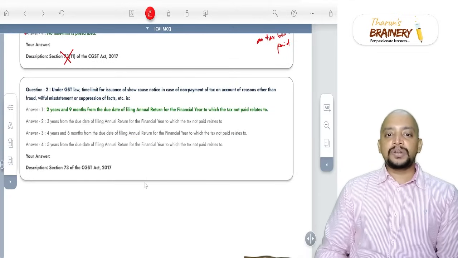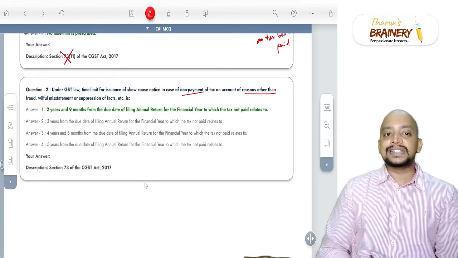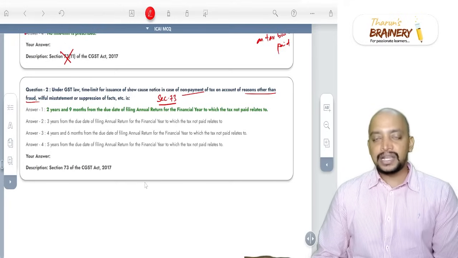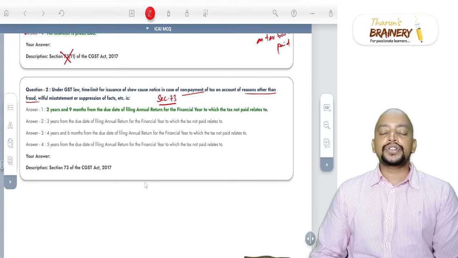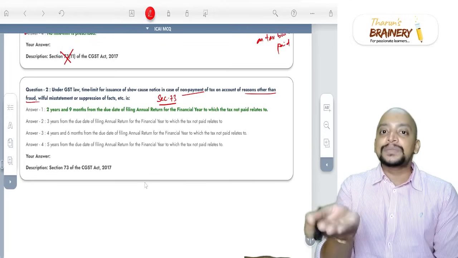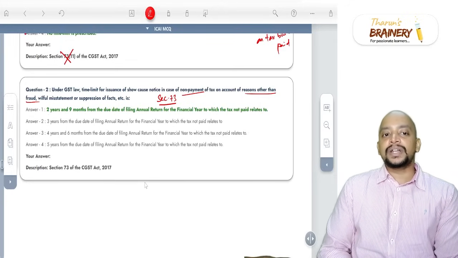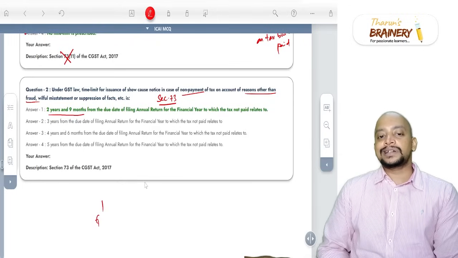Under GST law, the time limit for issuance of notice in case of non-payment of tax on account of reasons other than fraud. Reasons other than fraud means section 73. In case of section 73, what is the time limit by which notice is to be given? Usually the order should be passed within 3 years from the due date of annual return and notice to be given at least 3 months before. Means 2 years, 9 months. That is from the due date of annual return.